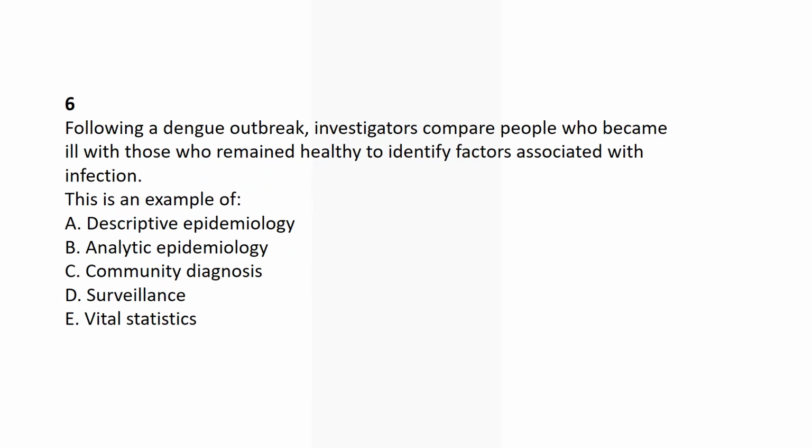Question number six. Following a dengue outbreak, investigators compare people who became ill with those who remained healthy to identify the factors associated with infection. This is an example of option A, descriptive epidemiology, B, analytic epidemiology, C, community diagnosis, D, surveillance, and E, vital statistics. Analytical epidemiology. Yes, B is the right answer.